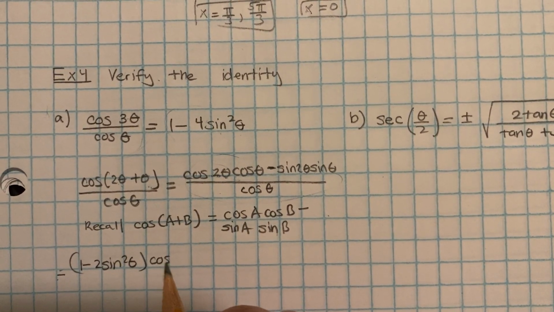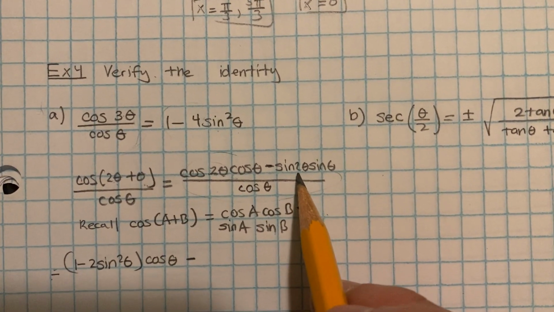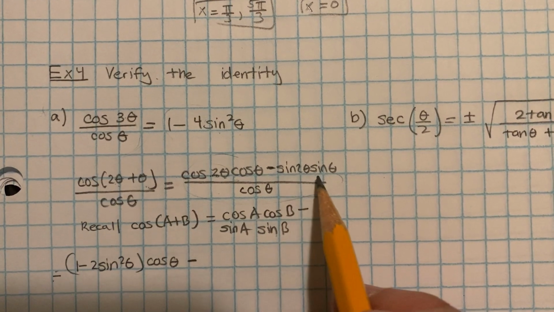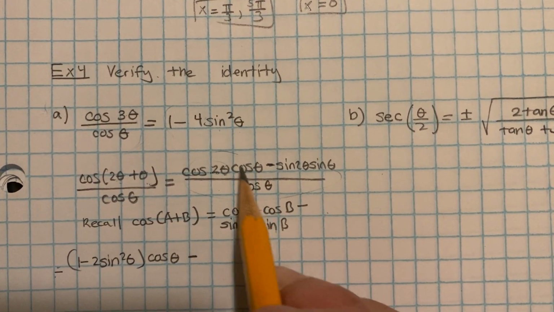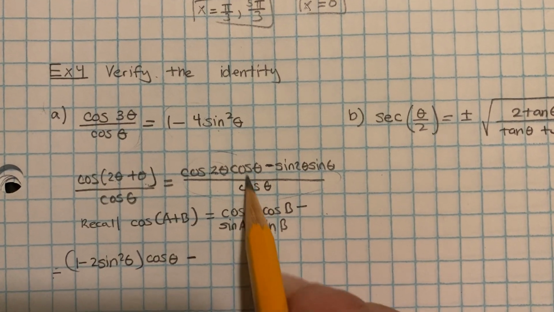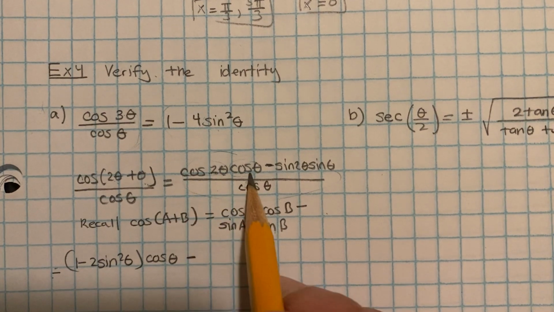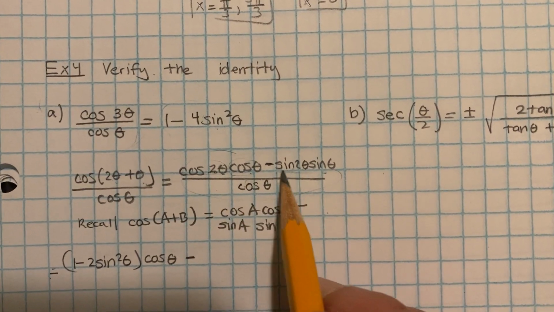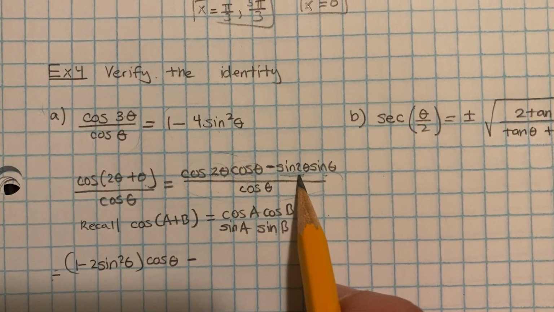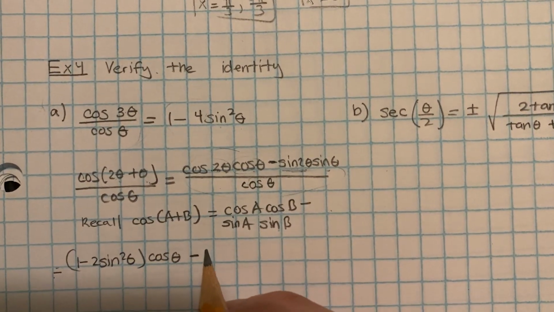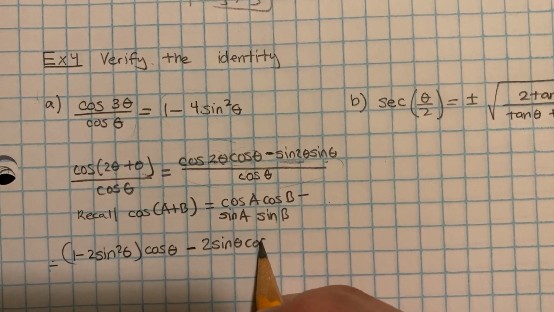I'm going to keep this cosine theta over here. Now notice everything's already in terms of sine in this problem right here. But somehow I want to get rid of this cosine theta, right? And right now I can't just cancel it out unless I'm able to factor out a cosine theta in this term and this term. So actually I'm going to use my double angle for sine, and I'm just going to expand it. So sine of 2 theta is 2 sine theta cosine theta.